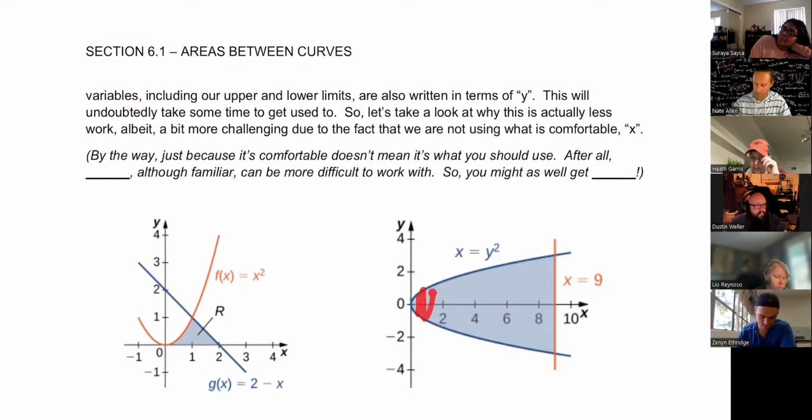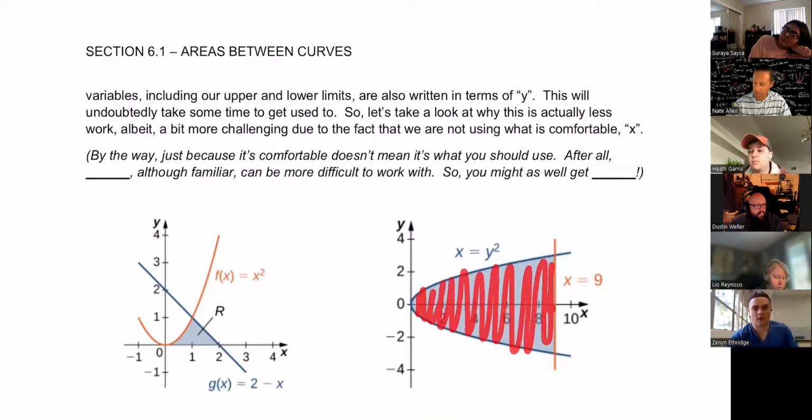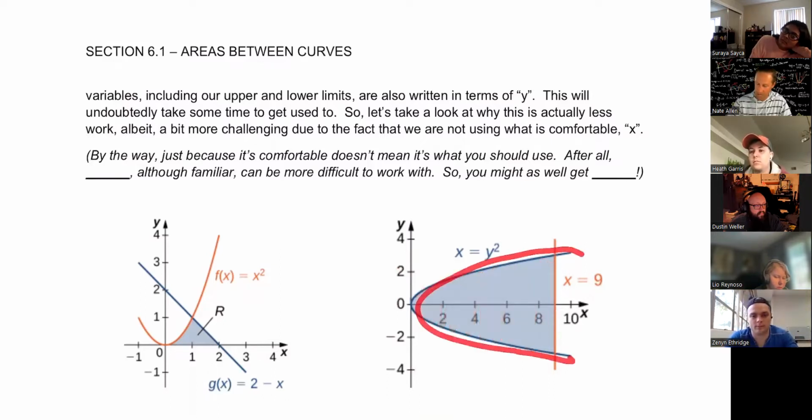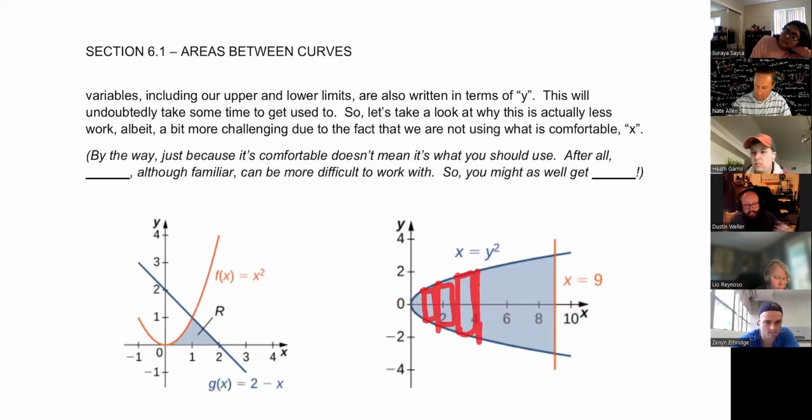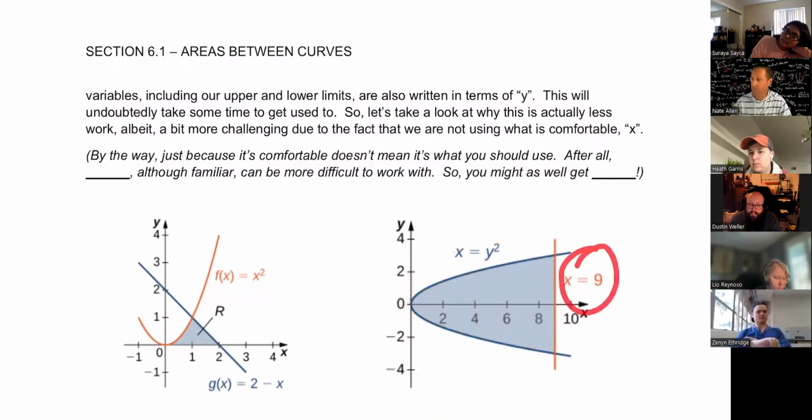What if I wanted to find the area between these two curves with this sideways parabola, so x equals y squared instead of y equals x squared, and this vertical line, x equals 9? Now we're looking at this. And if we were only able to use our x-axis and our little rectangles with our width of x, then how would we do this one? It seems like this is irrelevant almost, right?